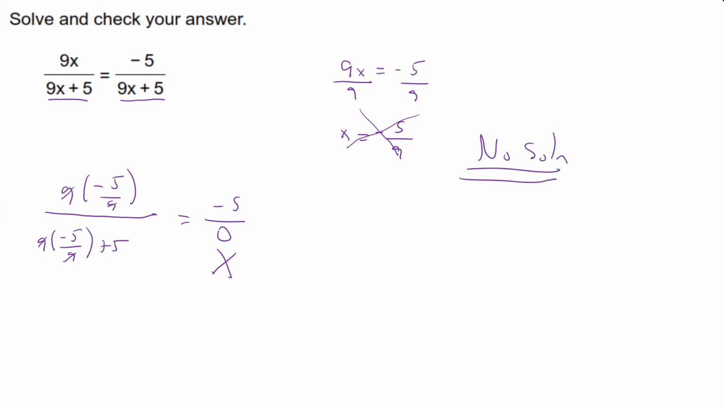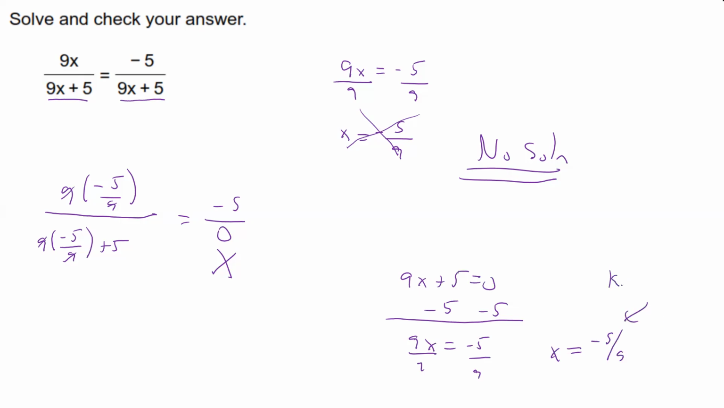Okay, so if you plug it in and you get a 0 in the denominator, that means there's not going to be a solution. So that's what it cannot be. And what we would normally do is check and set the denominator equal to 0. And so we'd subtract 5. And so 9x equals a negative 5, divide by 9. So x equals a minus 5 ninths. And so that's what x cannot be.